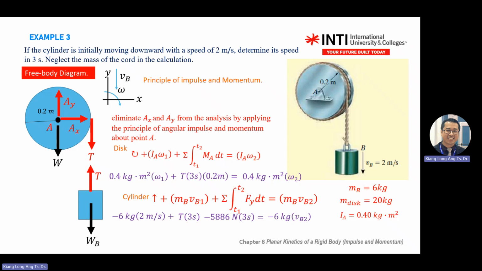So 6 kilogram multiplied by 9.81, you get 58.6, not 5886. So typo error. Okay, so this one is your W, 3 seconds. Then you get negative, positive there. This one is referring to this cylinder free body diagram. So there's a typo error here. At the end, you get velocity at B after 3 seconds.